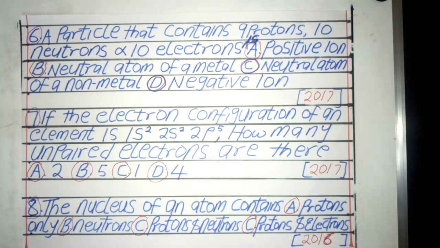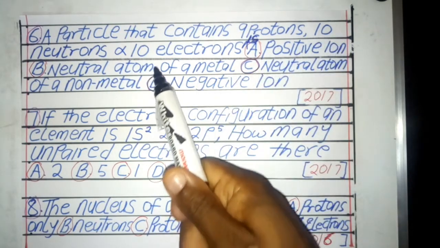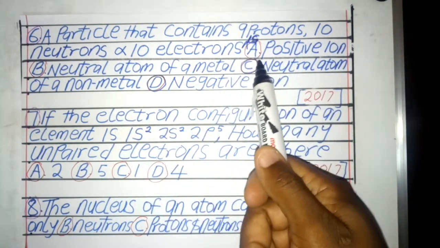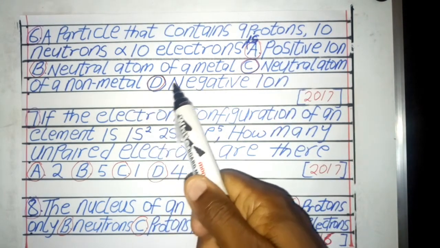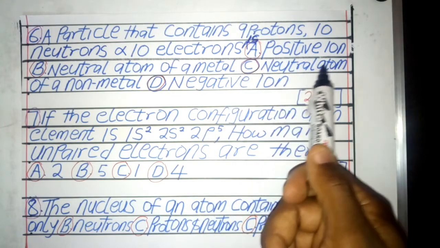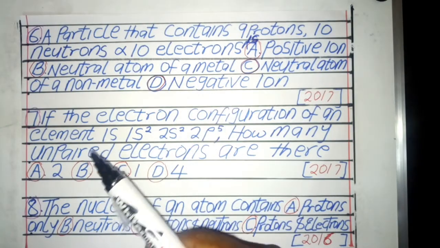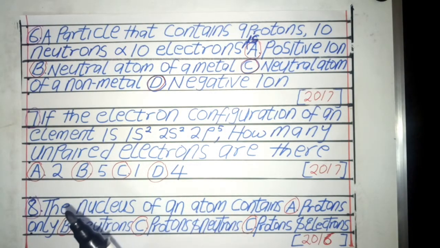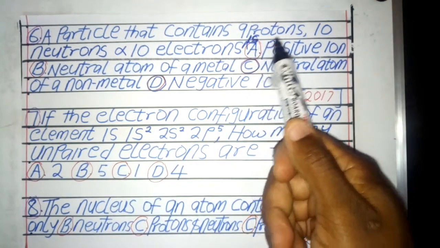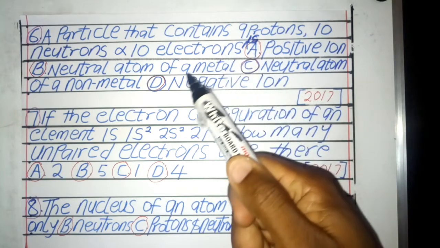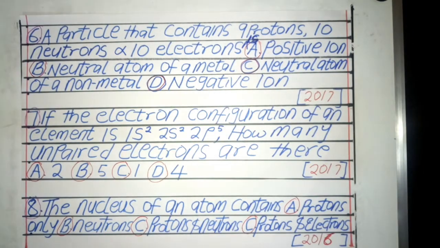Number 6. A particle that contains 9 protons, 10 neutrons, and 10 electrons is: A, positive ion, B, neutral atom of a metal, C, neutral atom of a non-metal, then D, negative ion. Remember, it has 9 protons, 10 neutrons, and 10 electrons.